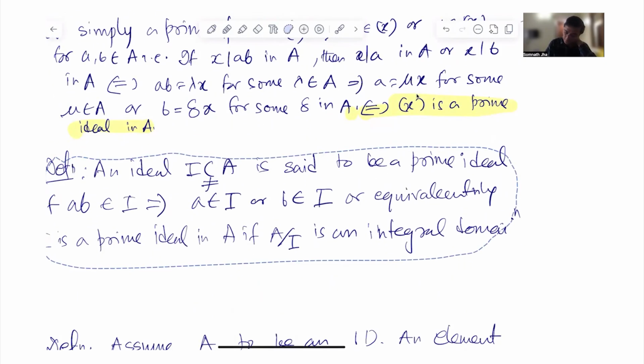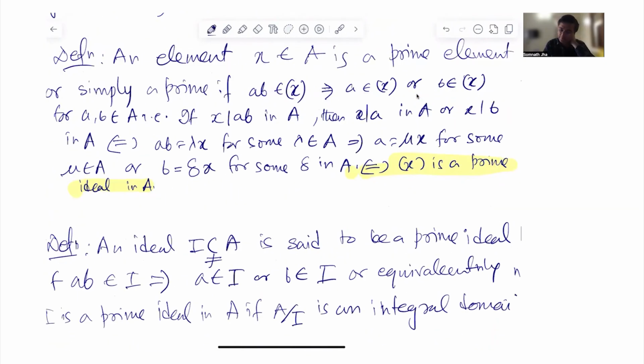So an element X is said to be a prime element if, looking at the ideal generated by X, whenever AB is in that ideal, then either A is in that ideal or B is in that ideal. That means if X divides AB in A, then X divides A or X divides B. That is, if AB equals lambda X for some lambda in A, then A equals some mu X for some mu in A, or B equals delta X for some delta. That is, the ideal (X) is a prime ideal.